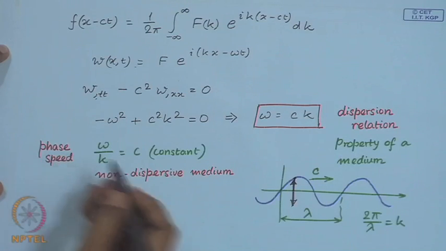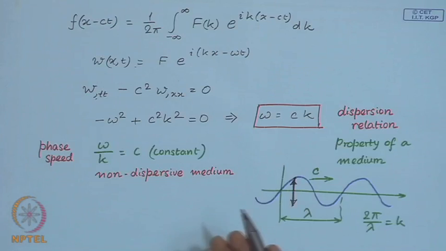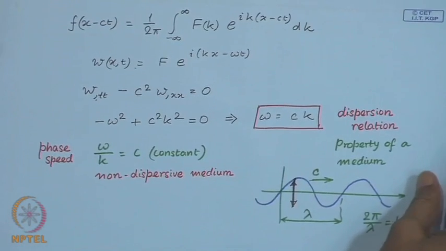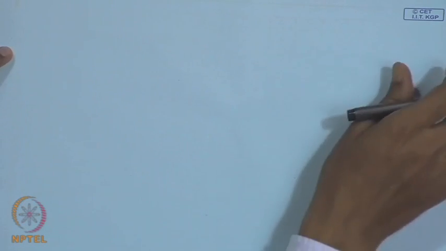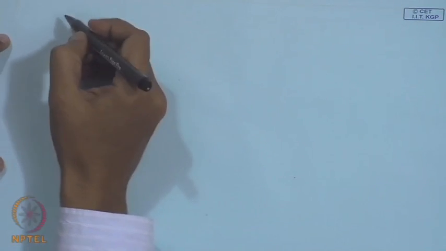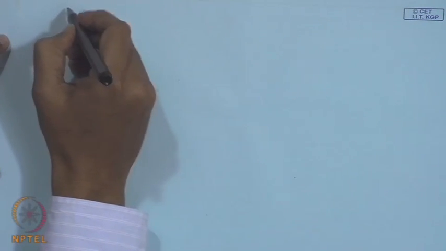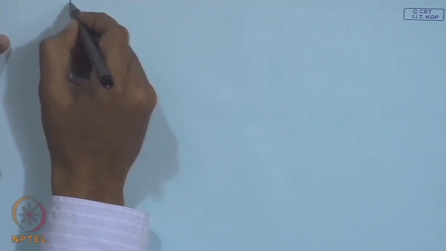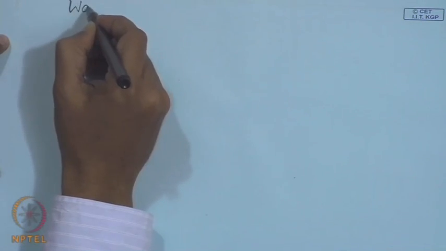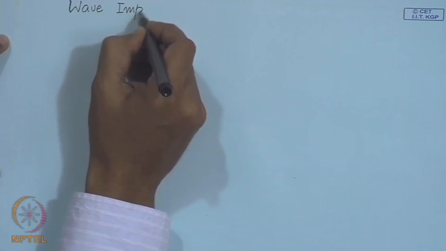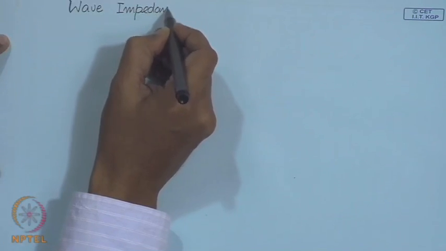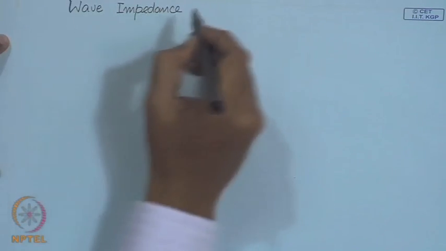And we will come across another speed as we progress in our discussions when we come to dispersive medium. So, this is the phase velocity or phase speed. Now, the next important thing that we are going to discuss is wave impedance of a medium.